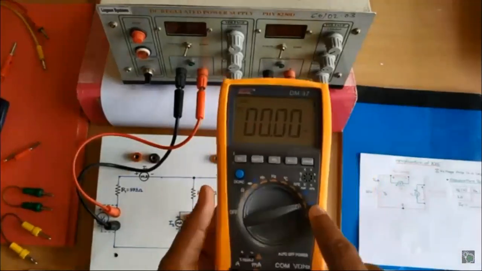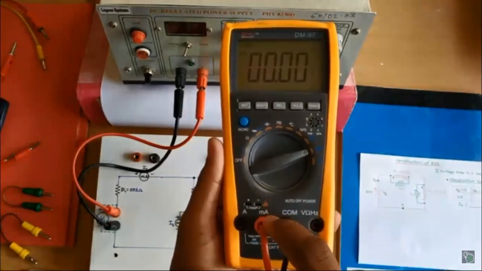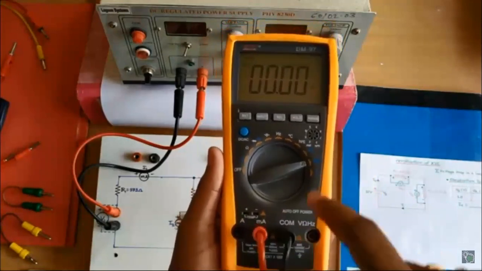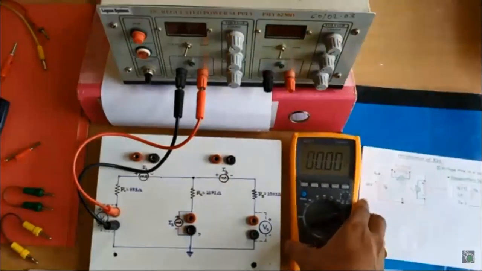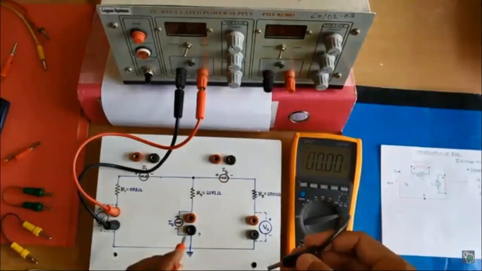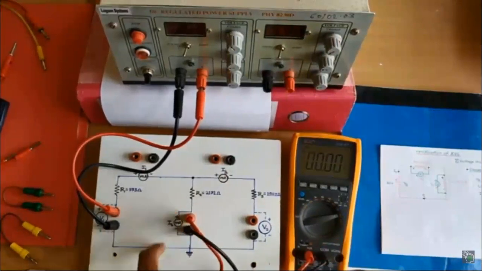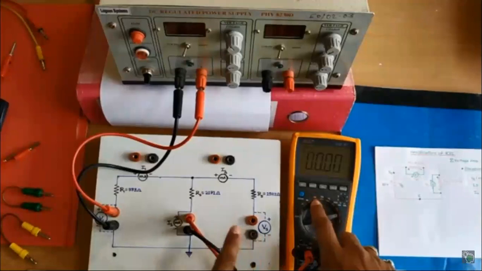I have set this to milliampere. This red probe is connected in milliampere, black probe is connected in common. And we have to select DC because we are applying DC voltage. Then I will connect the positive of the ammeter over here, negative of the ammeter over here, so that this ammeter will show the loop current flowing through this.